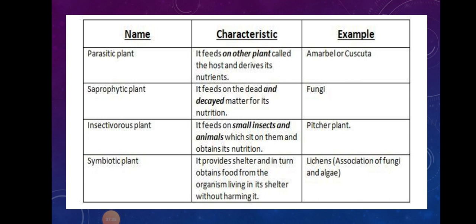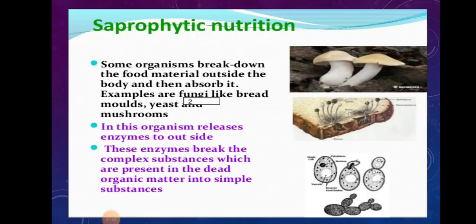Another famous example is lichen. It's association of fungi and algae. This is very important. Often they ask what are lichens. It's a symbiotic relationship between two organisms, that is fungi and algae. Please remember this.